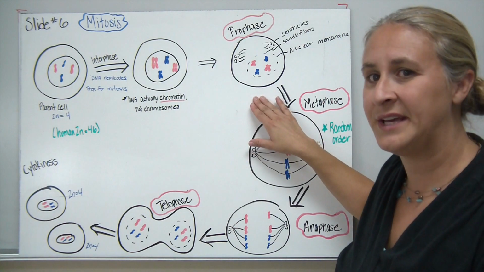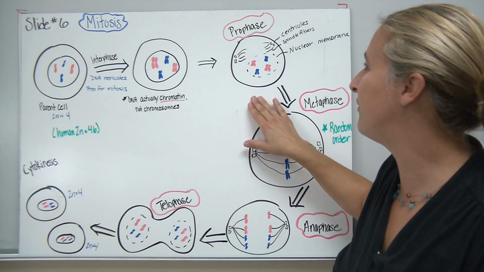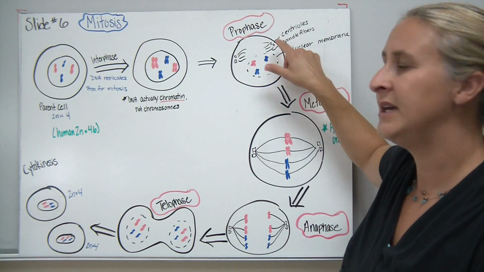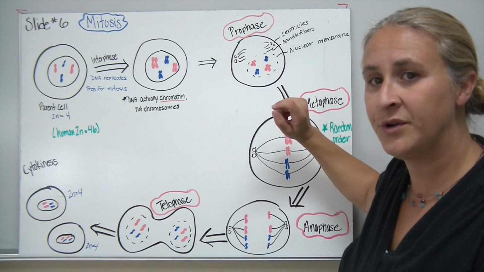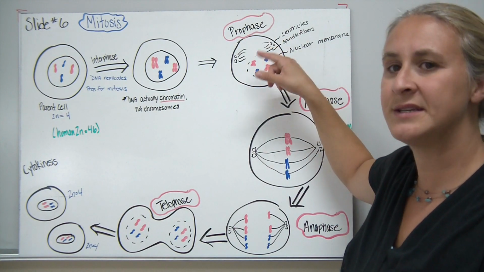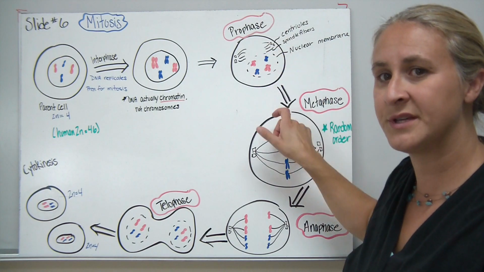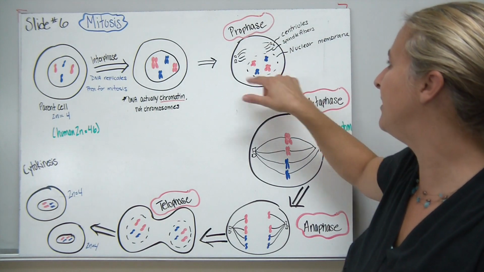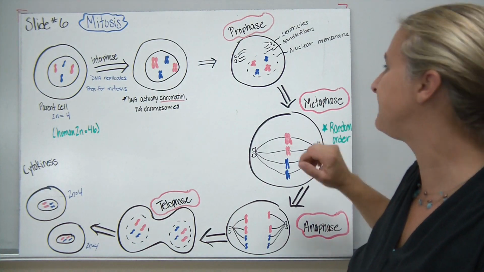Our real first phase of cell division is called prophase. During prophase, if you're an animal cell, the centrioles become visible, and they produce these things called the spindle fibers that the chromosomes attach to, and the nuclear membrane is going to disappear.